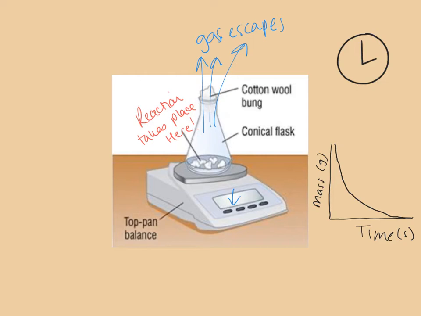So check that you understand what everything is in this picture and what everything does, and please don't make the mistake of explaining that the cotton wool is there to stop the gas escaping, because it isn't. Cotton wool wouldn't be good enough to stop a gas escaping. Cotton wool is used so that the gas can escape, so that the contents of the flask get lighter over time, and we can measure that.